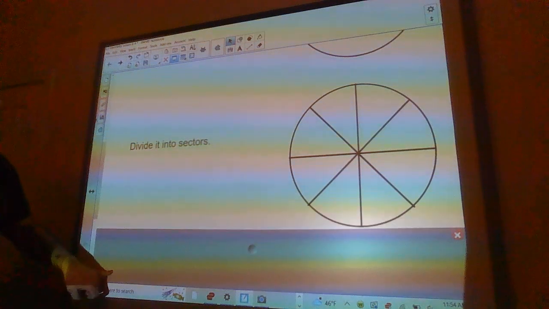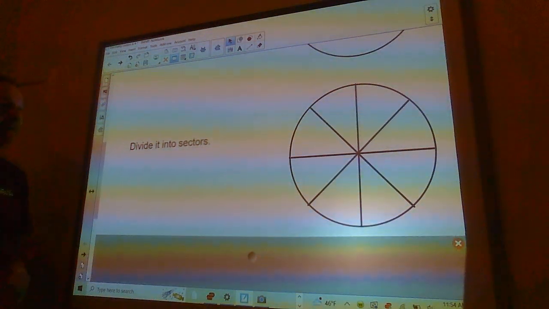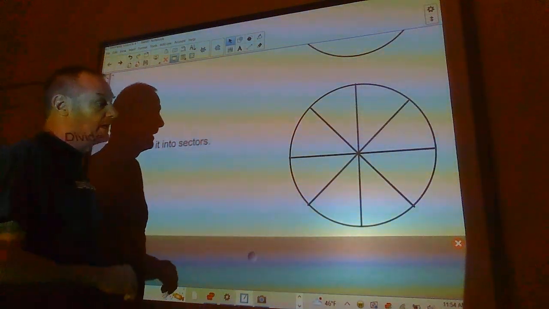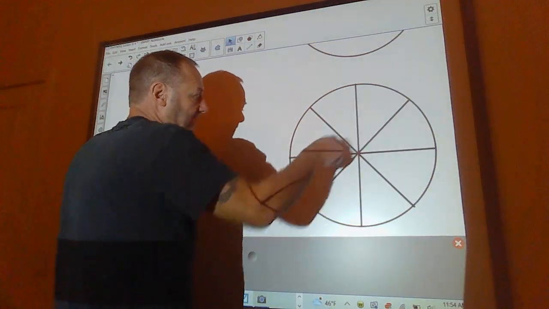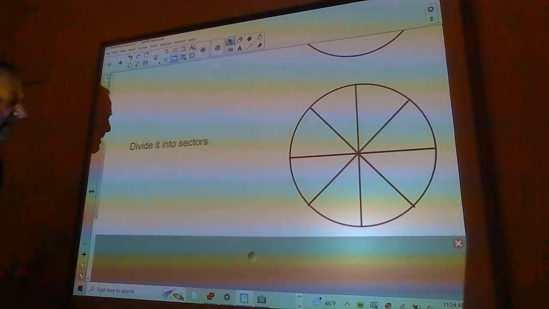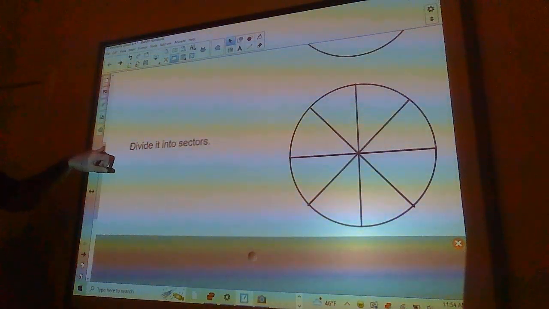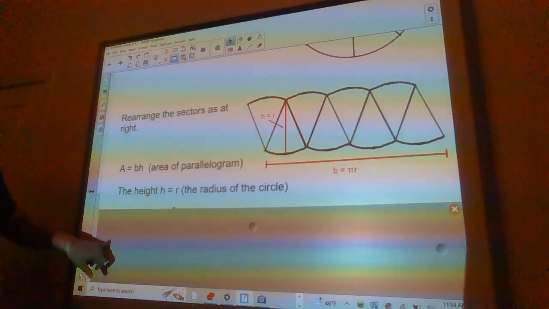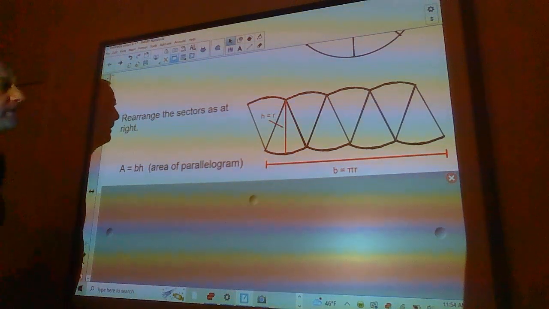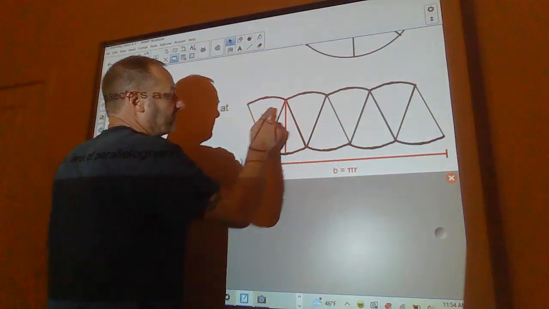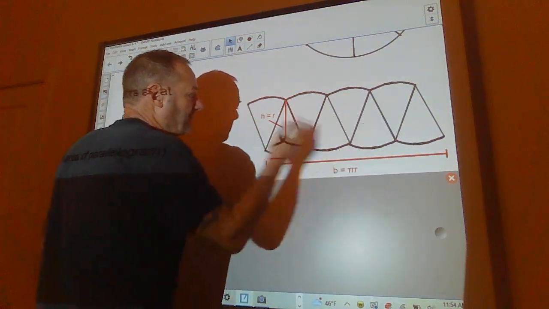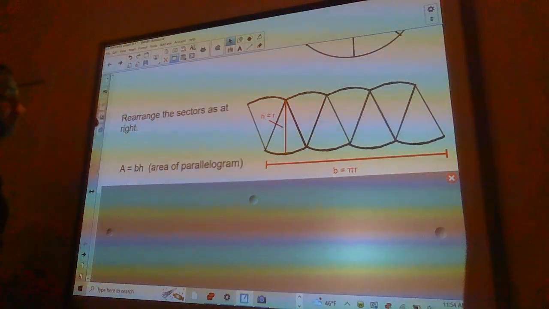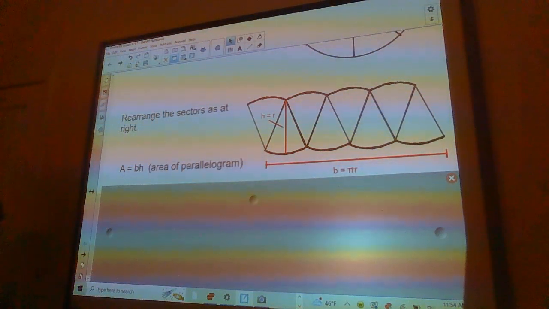Then we're going to take that circle and divide it into sectors. Okay. So we just draw diagonals all the way across this thing, divide it up into pieces. Now we take those sectors and we rearrange them like this. Okay, so it's got 4 on the top and 4 on the bottom. You fit them together, and that looks almost like a parallelogram.